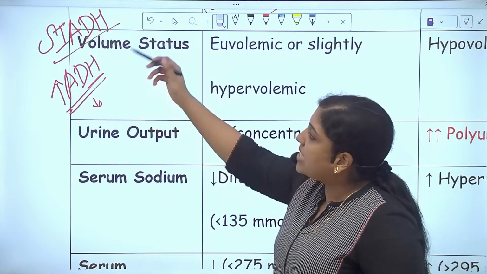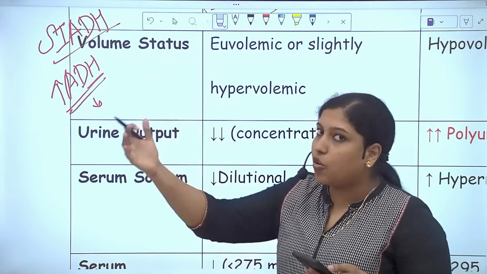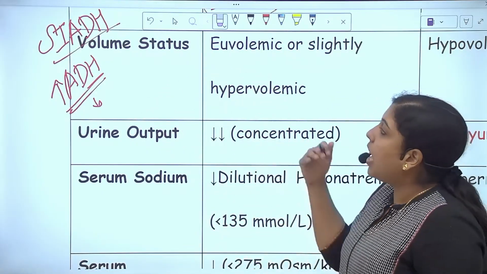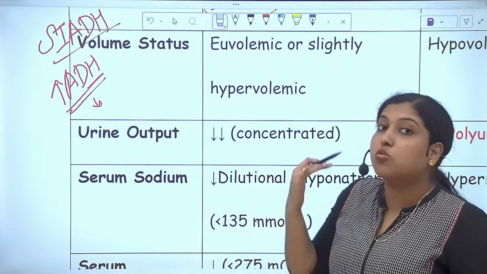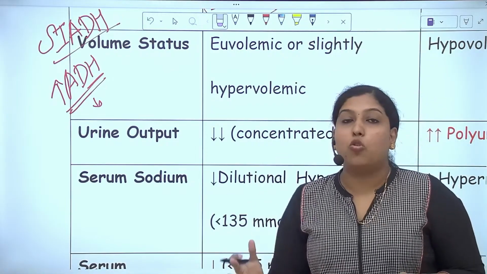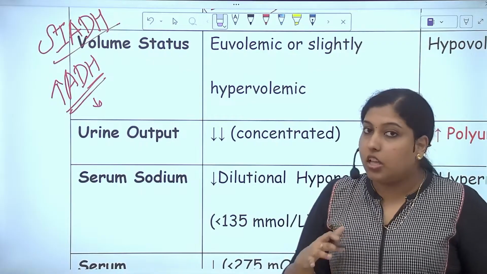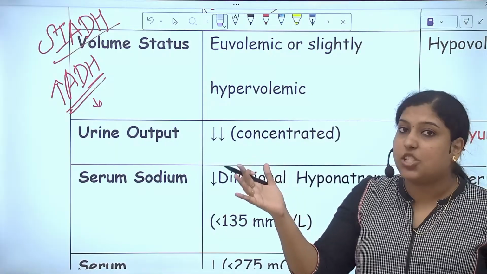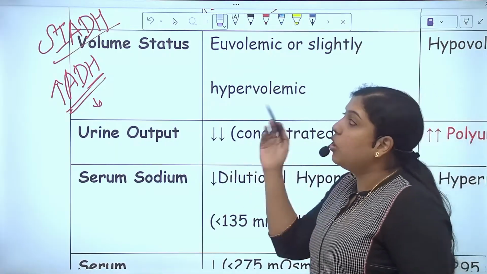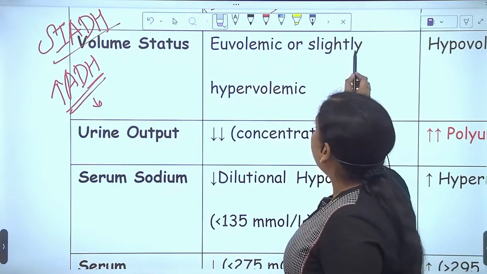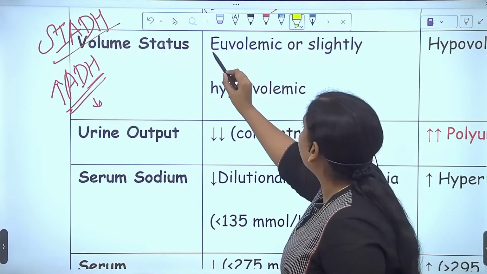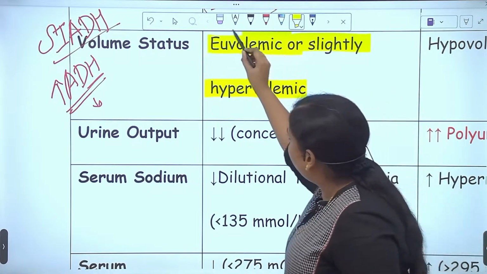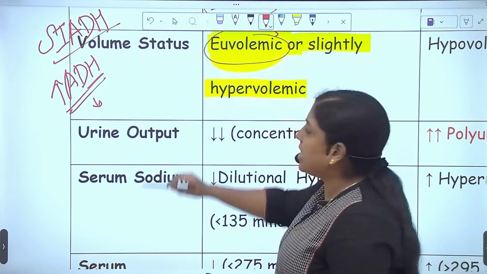As I said, SIADH is the condition where the antidiuretic hormone is produced more. So what will happen if the antidiuretic hormone is produced more? There will be an increased amount of water retention in the body. Always remember SIADH, water retention. So what will be the volume status of the body? Euvolemic or slightly hypervolemic. The word euvolemic is very common in your examinations also.